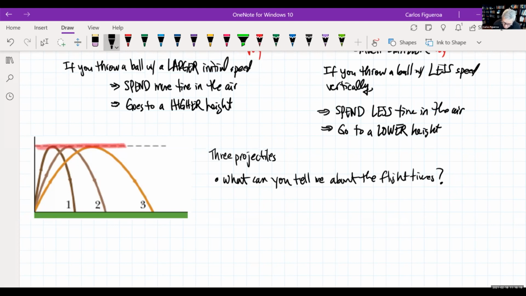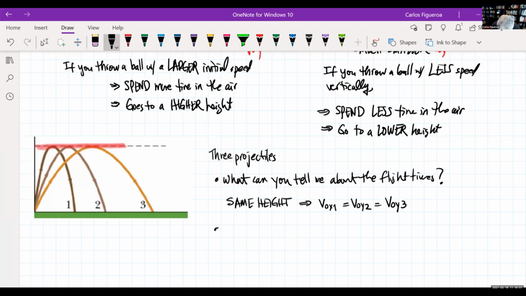But wait a minute. If they have the same height, we already said that the thing that determines height is what? V initial y. So what this tells us here, because they have the same height, is that V initial y for 1 must be equal to V initial y for 2, which must be V initial y for 3. They have to have the same initial velocities.